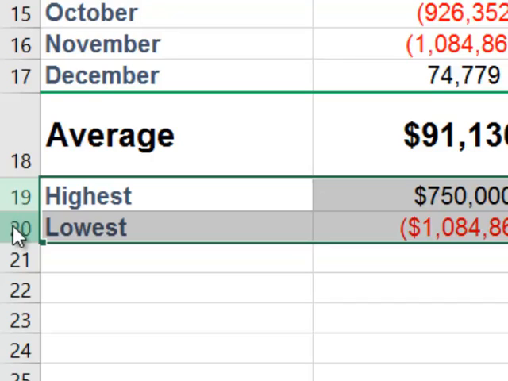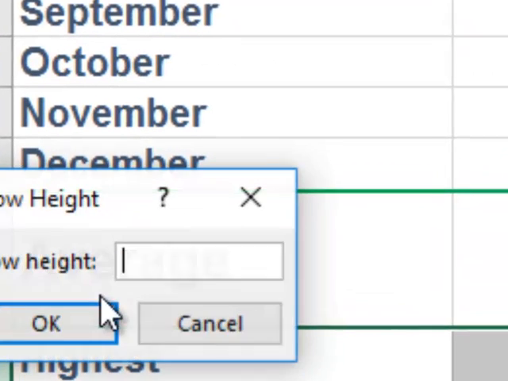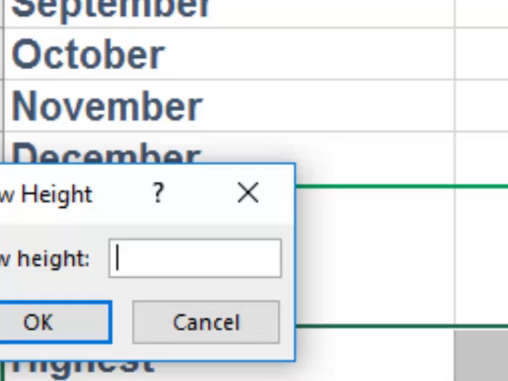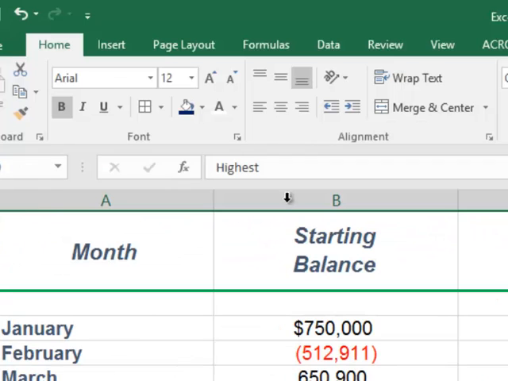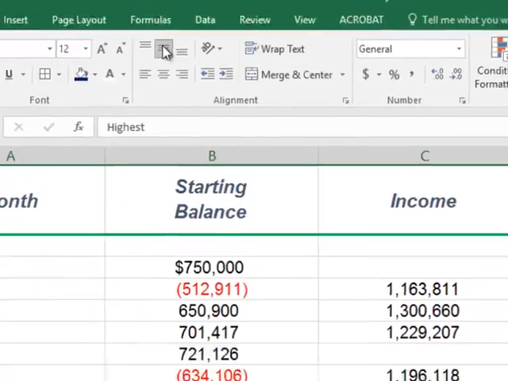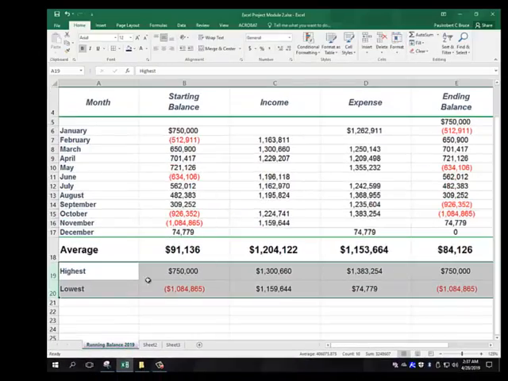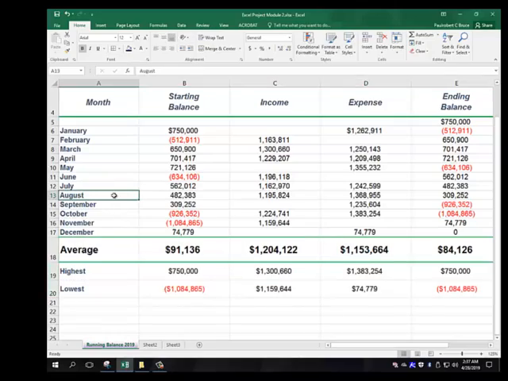I'm going to increase the row height of both the highest and the lowest this time, to draw more attention to them as well. Plus, increasing the row heights makes it so it doesn't look as scrunched. And then you center horizontally and vertically to add separation.